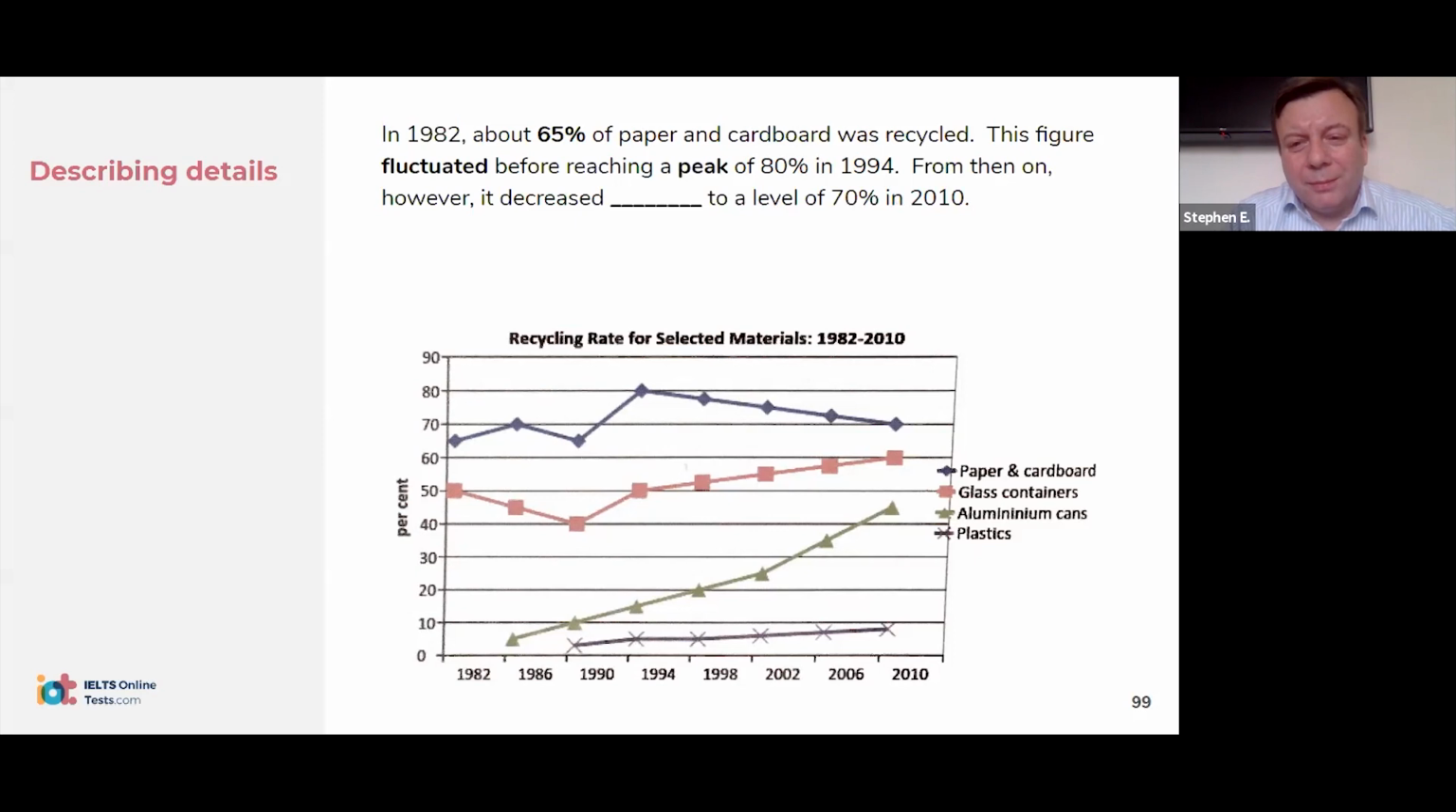Yeah, steadily. So I'm saying it's more than slightly. I would go for steadily for that. Okay.